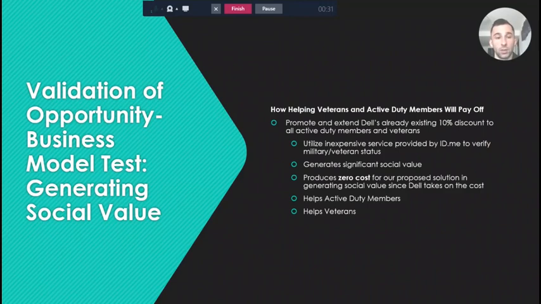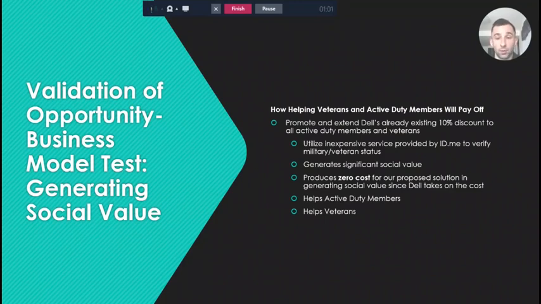And it will be achievable through the utilization of an expensive service provided by ID.me in order to verify the current status. Now, we'll be able to generate significant social value since, for example, according to a survey on ID.me, 88% of military members purchase the same brand year-round if it offers them a discount. Now, there are almost 19 million military members residing in the United States.